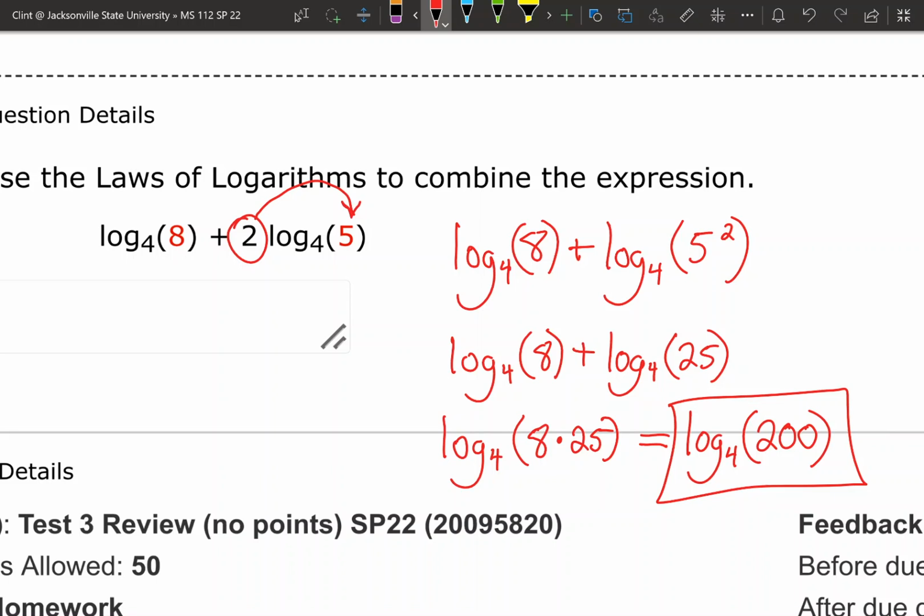Do I want you to do it like that, or what was the other option? I'm okay either way. If you get here and you give me log base 4 of 8 times 5 squared, I'm happy with that too. Either one's okay there. Any other questions?